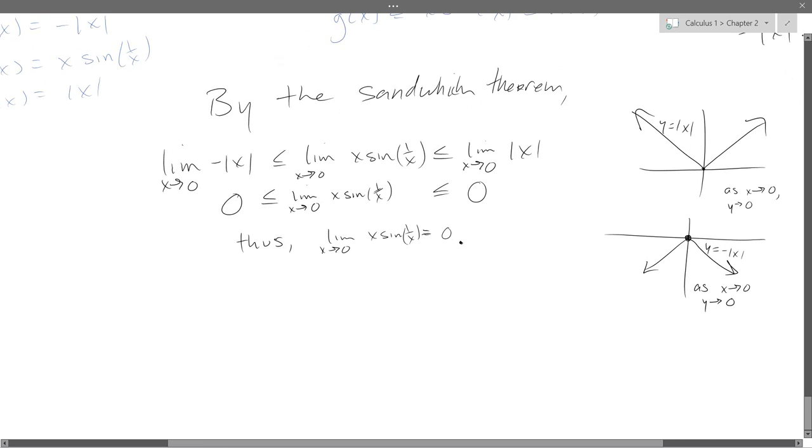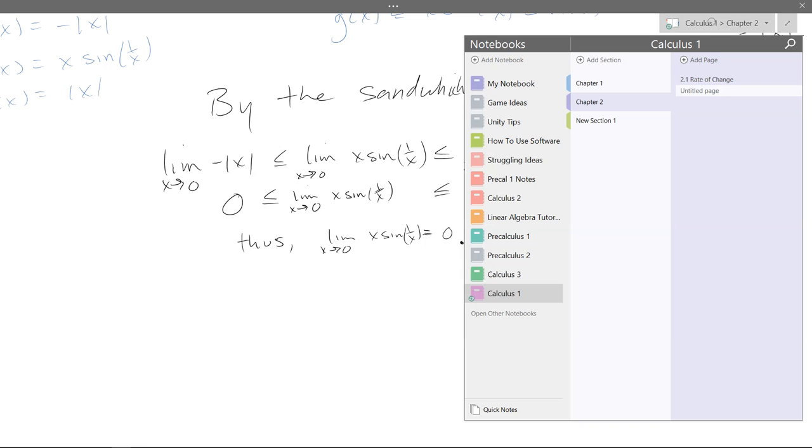So that is the sandwich theorem. That's the end of that section. We're going to go to our next, which is the definition of a limit.